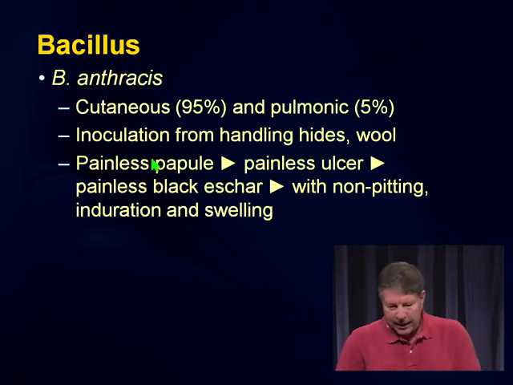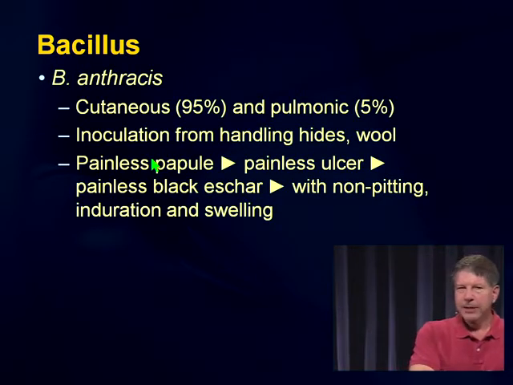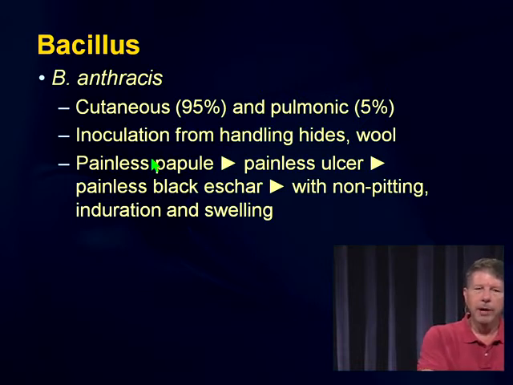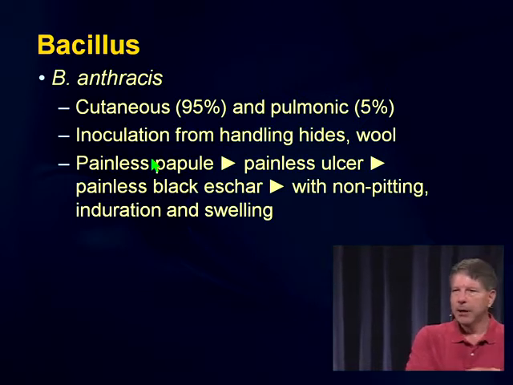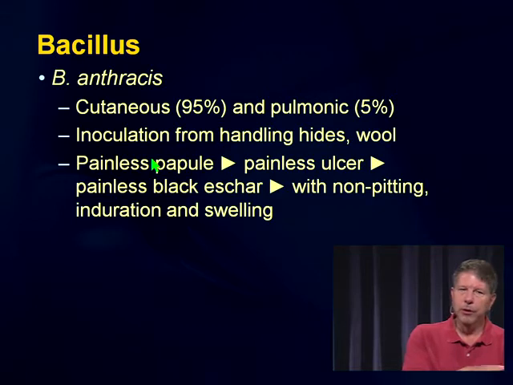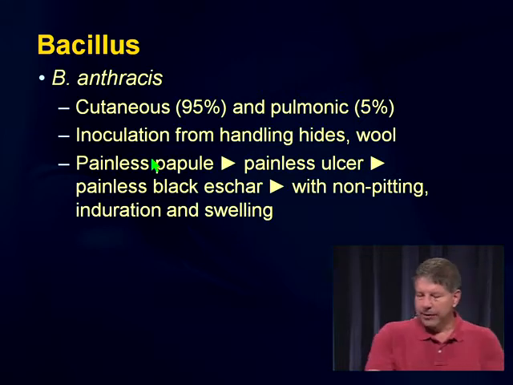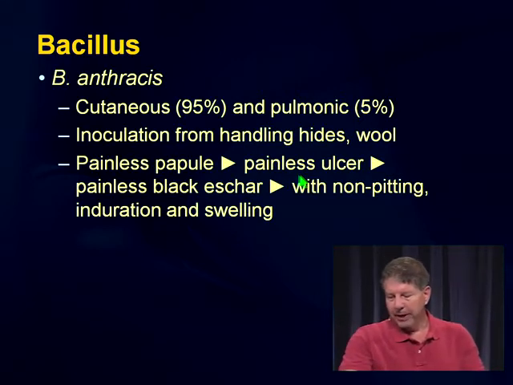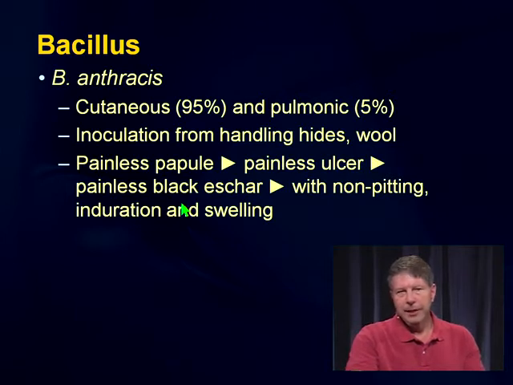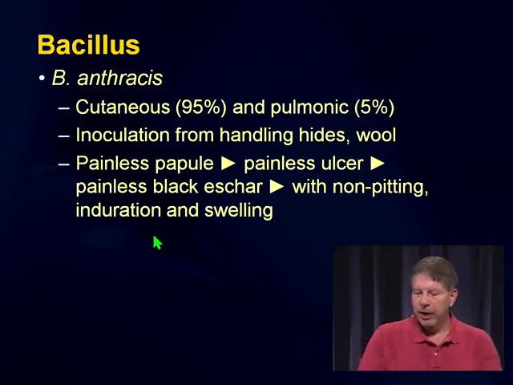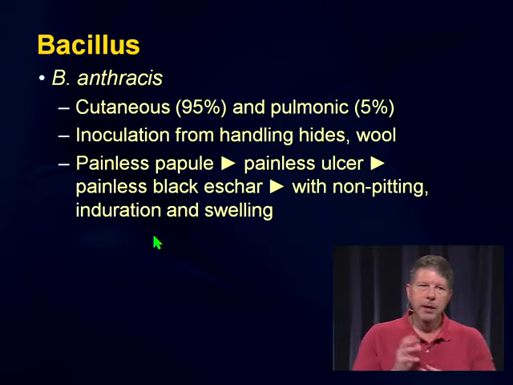Okay, anthrax. On the PEDS test, years ago we would talk about anthrax, and it would be some kid who lives on a farm and works with sheep, all right? That would be what was on the test. They'd be handling hides or wool. They get this painless papule, then a painless ulcer, then a painless black eschar that looks disgusting. It looks like it would hurt like heck, but it's painless. And then they get induration and swelling. That's what we would commonly see on the test with anthrax.